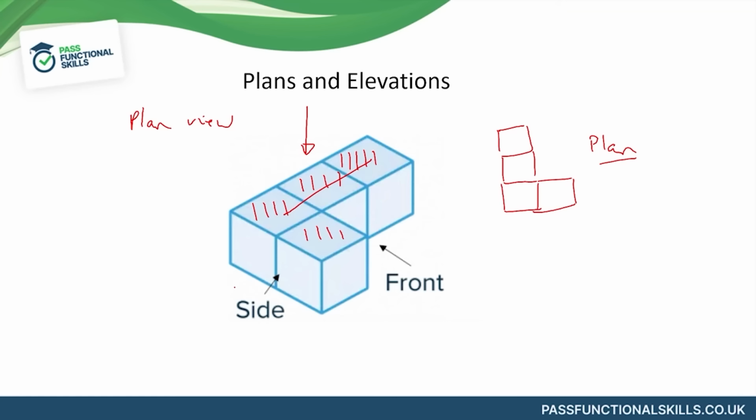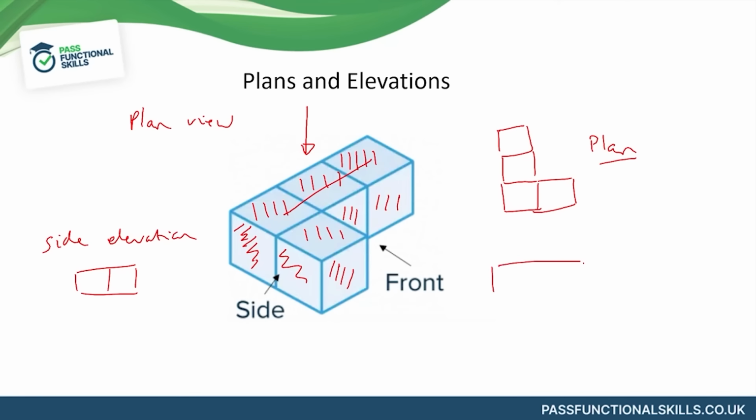Now there are 2 elevations. There's the side elevation and the front elevation. We've been told that this is the side, so if we're viewing from the side, then all we're going to see is this square here and this square here. So the side elevation would simply be 2 squares like so, and the front elevation would simply be, well, this square here, and this square here, which would be 3 in a row like so.